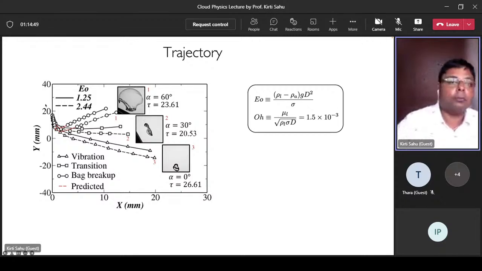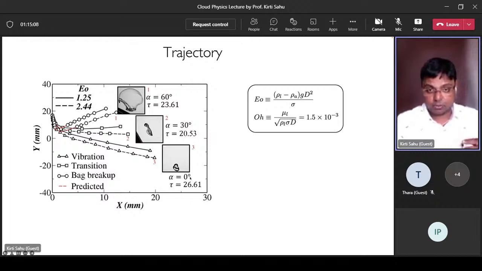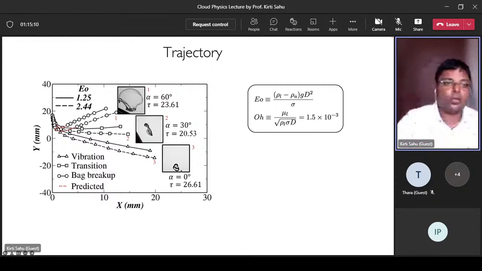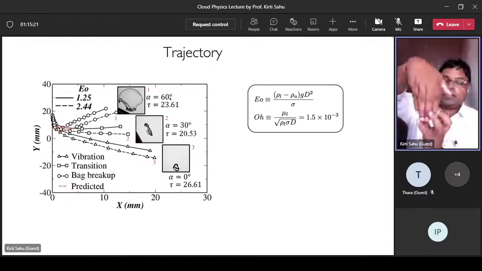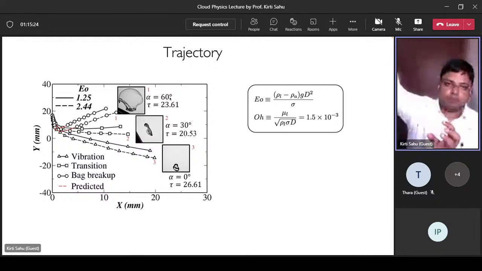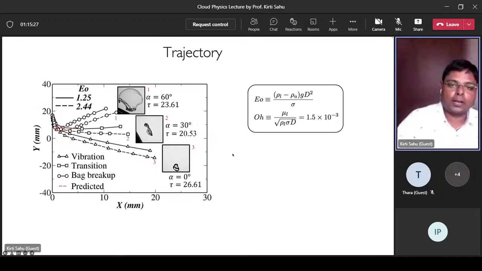Here we plotted the trajectories of this vibrational mode, transitional mode, and bag breakup mode, and the predicted one also. So you can see that when we have this horizontal stream, alpha equal to 0, a pure cross flow configuration, the trajectory of the droplets are like this. But when we have an angle of 30 degrees or 60 degrees, the droplet comes like that, and now it interacts at an angle, so it takes a turn and goes in the upward direction.